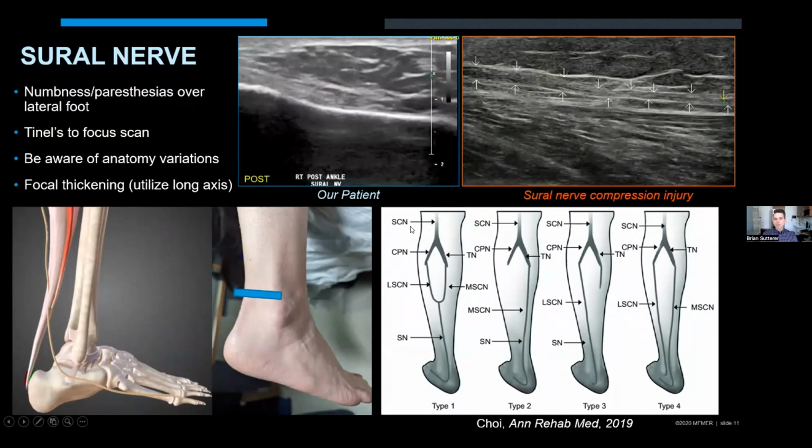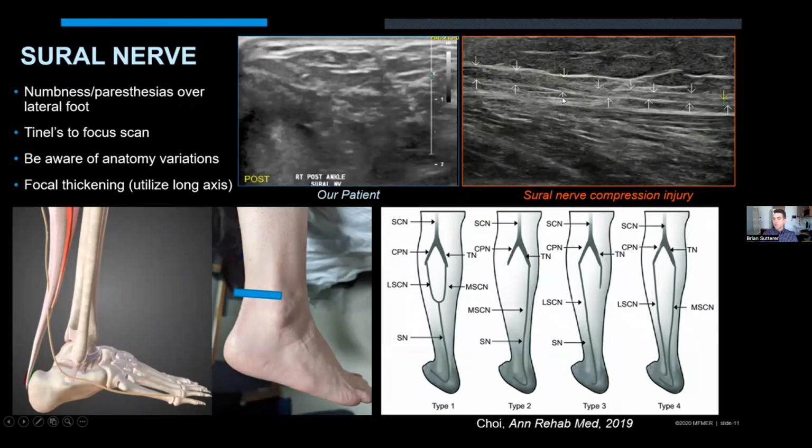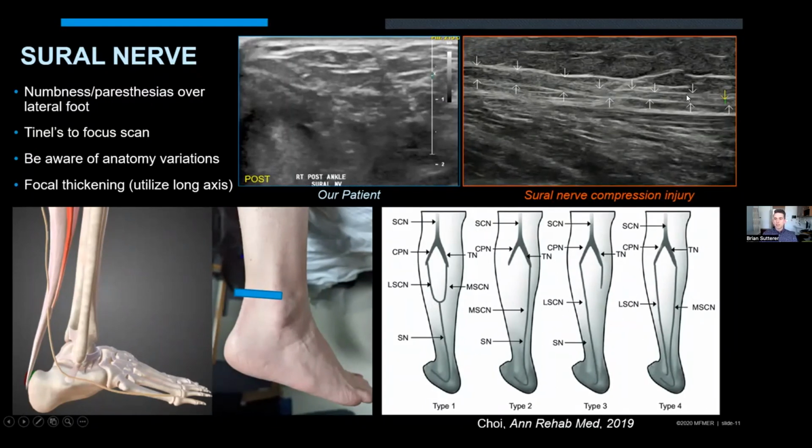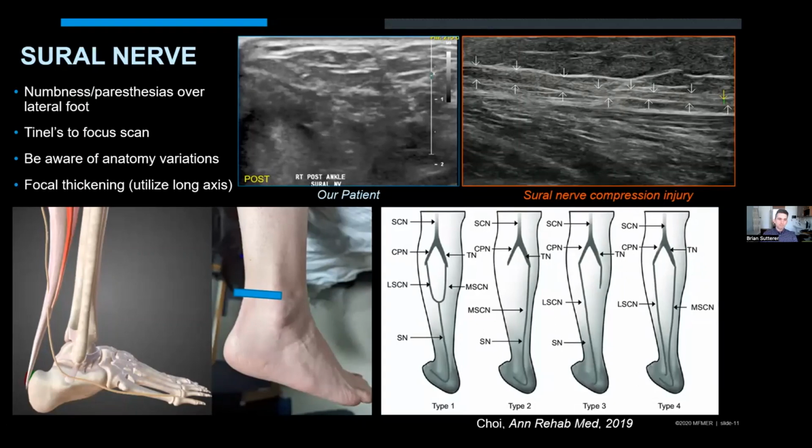One case here, this was another individual who had some sural nerve compression after a direct trauma. And so one thing that can be helpful when you're looking at these nerves is to rotate long axis on them to see if you can find an actual point where there's some focal thickening. And so here you can see a much thicker sural nerve compared to a more normal caliber, which corresponded to the area of this patient's focal compression injury.